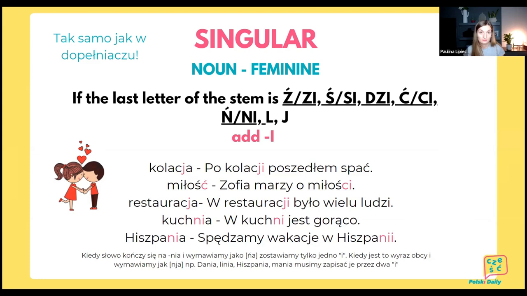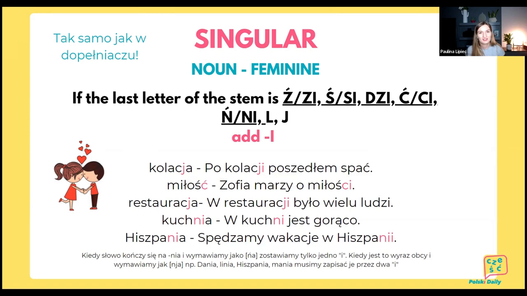But if it's a foreign word, and the rule is that if it's a Polish word and we pronounce it in nominative case with the ending nia, for example, kuchnia, then we will just keep one E at the end. But if our word is foreign, for example, Hiszpania, and we pronounce it with the ending nia, Hiszpania, Dania, Linia, Mania, then we will have to put two E at the end of this word in genitive and locative. Complicated? It is for us, so don't worry if you make a mistake here. It sounds almost the same.